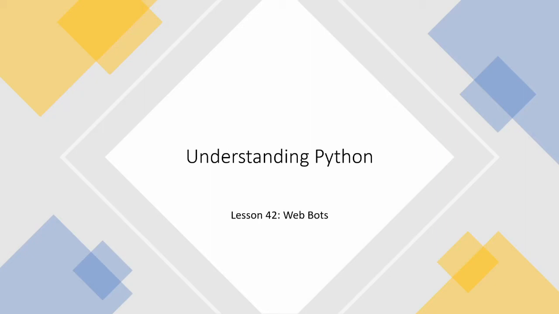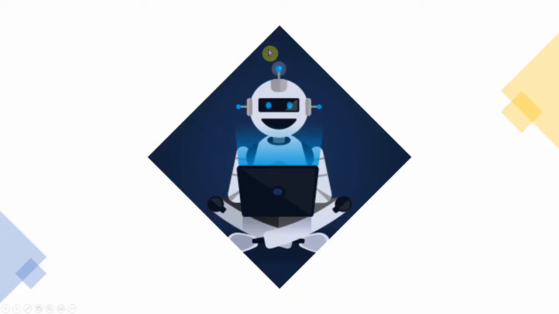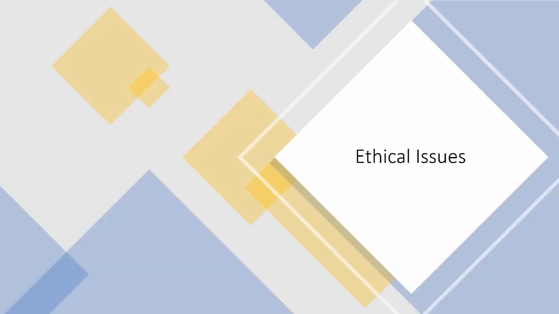Welcome back. Today we're going to be looking at web bots in Python. So, what are web bots? Well, web bots basically go to the internet and do stuff for you. And there are various ethical issues with web bots, as you can imagine. Sending robots to websites to do stuff for you isn't always ethical. But really, it's up to you to decide whether what you're doing is ethical or not.